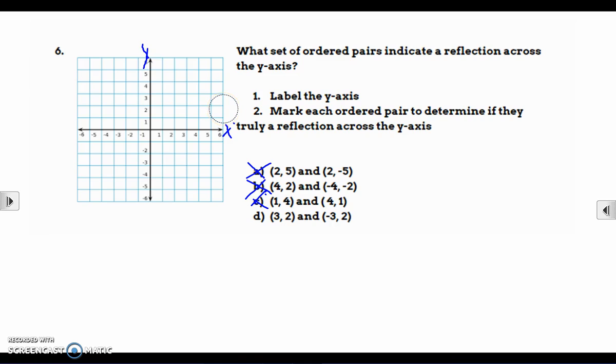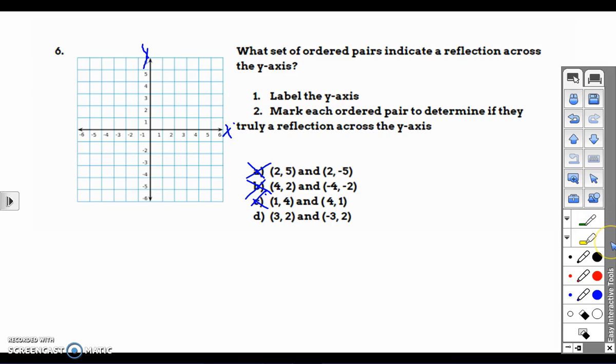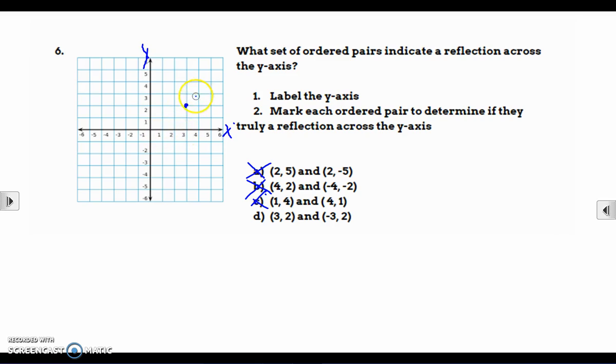Oh, fingers crossed. All right, let's plot 3, 2, and then negative 3, 2. So if I'm going to plot 3, 2, I'm going to start at the origin, go 3 to the right, 2 up. That's the point 3, 2. Then I'm going to plot the ordered pair negative 3, 2. Starting at the origin, I'm going to go 3 left and 2 up. Yay!